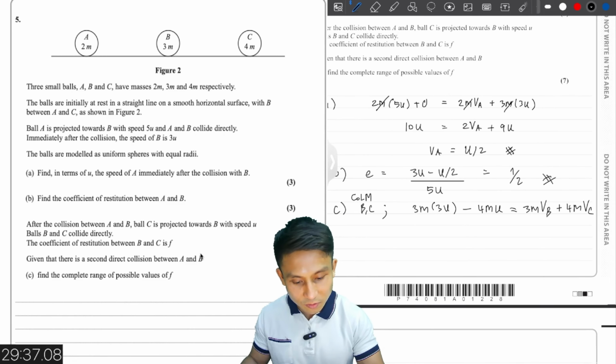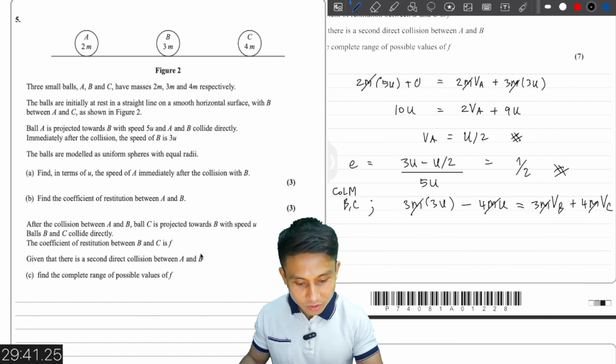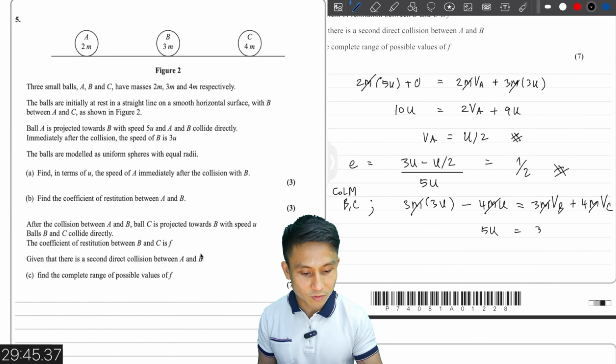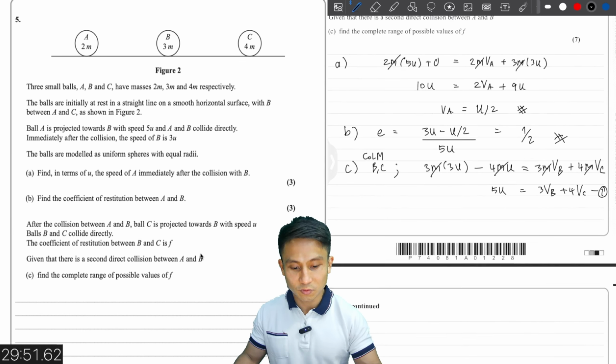We're going to keep this equation. Cancel m first. So 9u minus 4u here is 5u. So 5u equals 3VB plus 4VC. We'll keep that as equation 1.